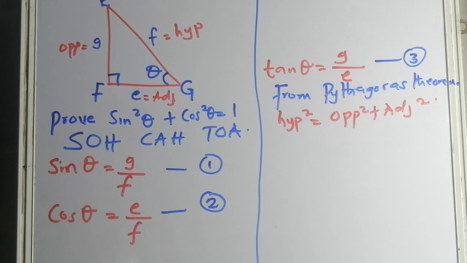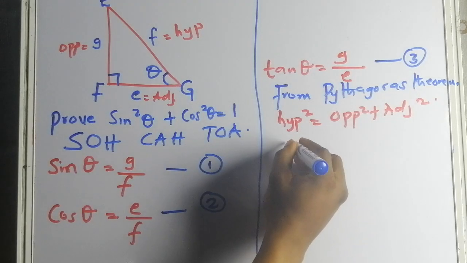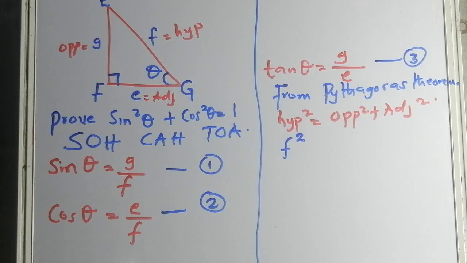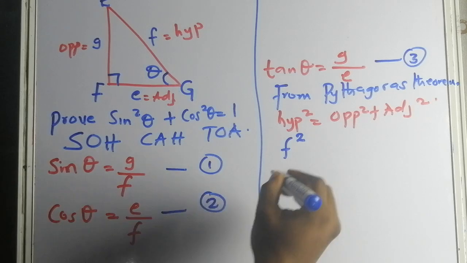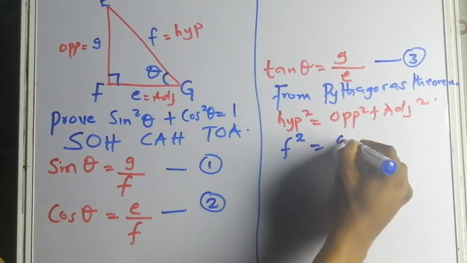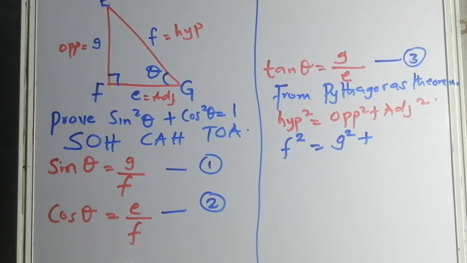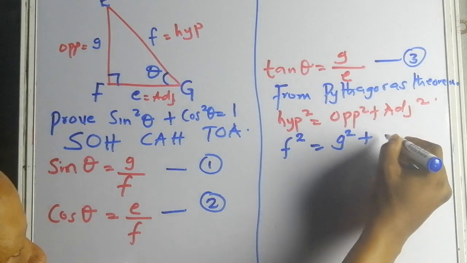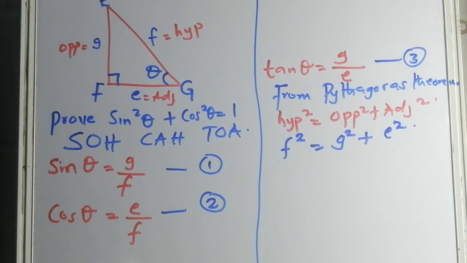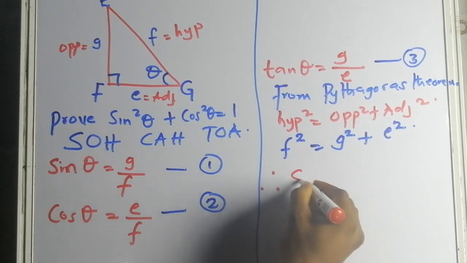So here, what is my hypotenuse square? My hypotenuse square is F square. Hypotenuse is F and it's carrying square. Then my opposite is G square, plus my adjacent, which is E square. So the next thing we'll now do is how can we prove that sine square theta plus cos square theta is equal to 1. We already know our sine theta to be this. Therefore, what's my sine square theta?